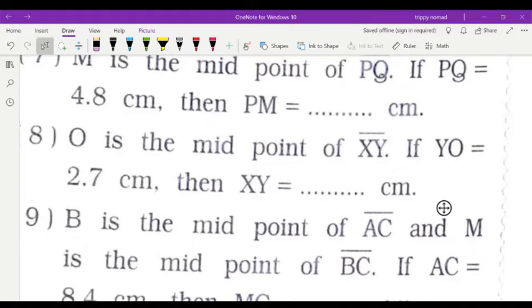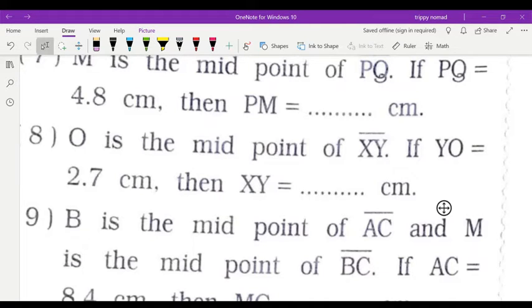O is the midpoint of XY. If YO is 2.7, then XY is equal to dash centimeter. Understood? O is the midpoint, it is given to you. But here, what is the change in the question?